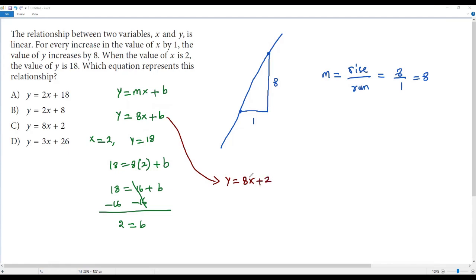Here I got the equation which represents the given relationship. I got this equation, y equals 8x plus 2, in answer choice C. The correct answer choice for this question is C.